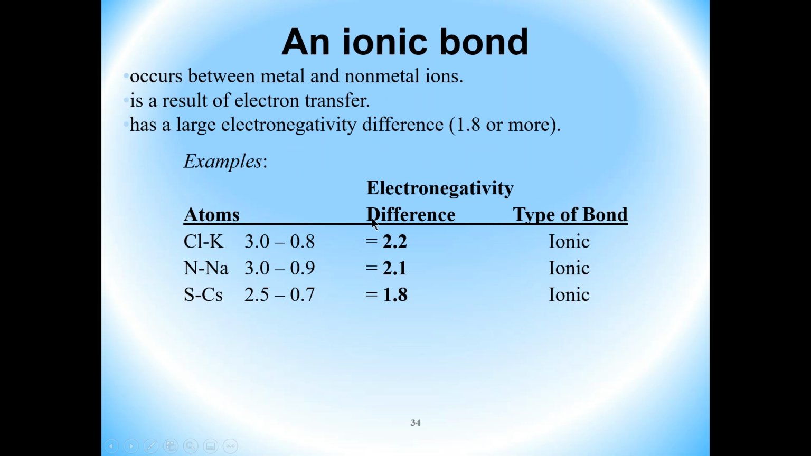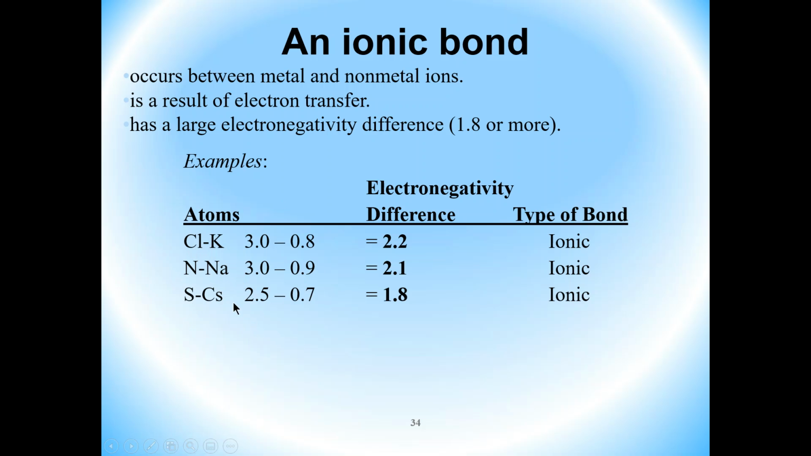And then finally, in the case of an ionic bond, the criteria that we use to determine whether or not a bond is ionic is whether or not the electronegativity difference is 1.8 or greater. So this is typically between a metal and a nonmetal. Some examples are shown here.